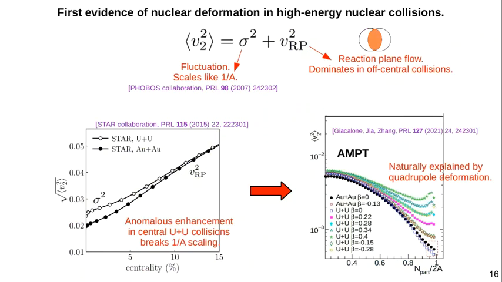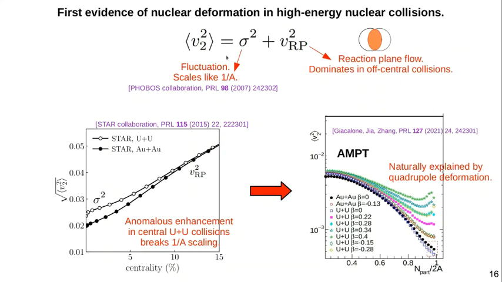Okay, and this was effectively the first evidence of nuclear deformation in high energy nuclear collisions. So the elliptic flow that you see in the final state is a contribution from some reaction plane flow, which is just given by the almond shape, the elliptical shape of the overlap area, and some fluctuation, which is typically, again, driven by the nucleon positions. It's something which is understood very well.